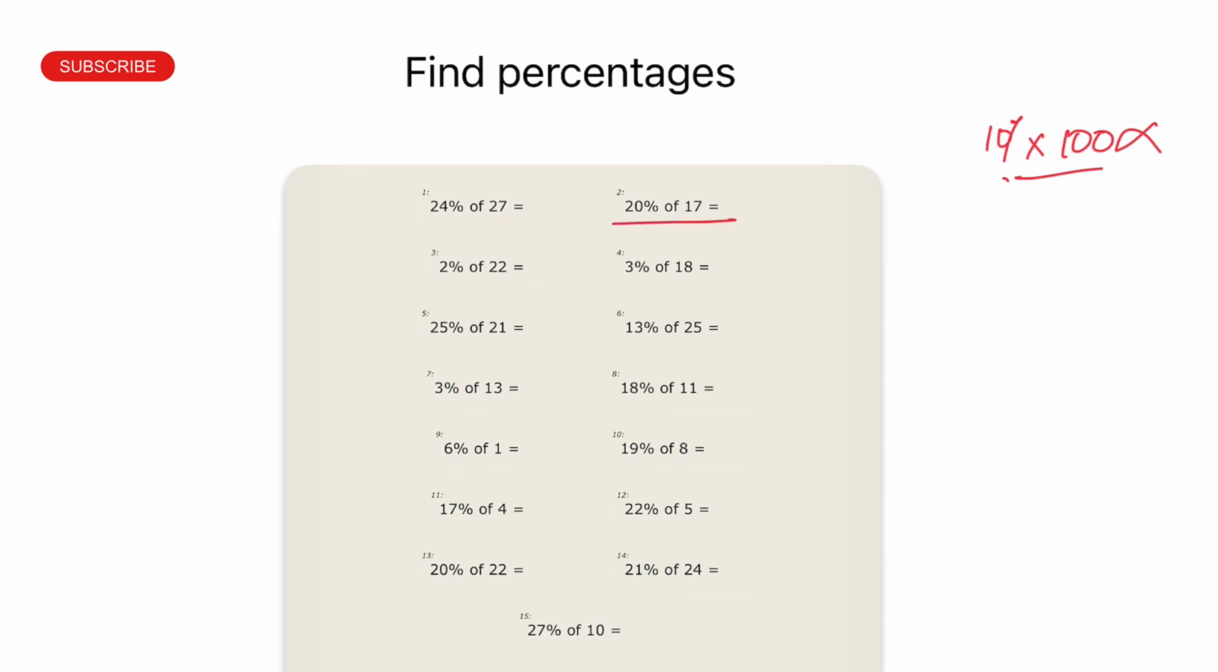So 20% of 17 is what? 3.4. How did I do this? 10% of 17 is 1.7, into 2, right? Okay.